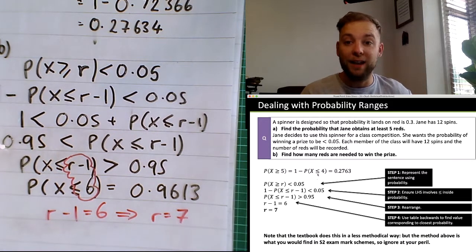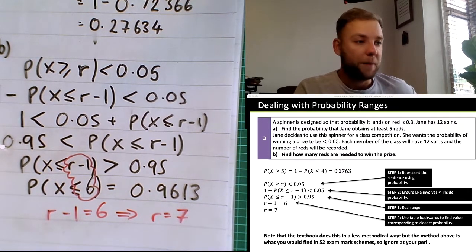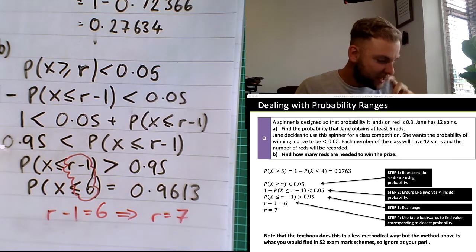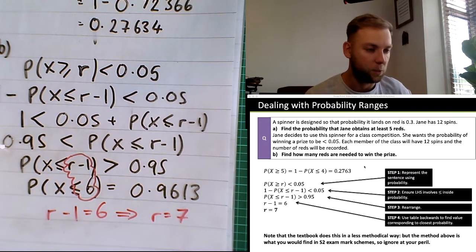So I always use this technique. You can use trial and error on this. You can try and work it out like that. But I prefer to use a logical method when I'm doing this, and this is the best way to do it. I think Dr. Frost uses this way as well.